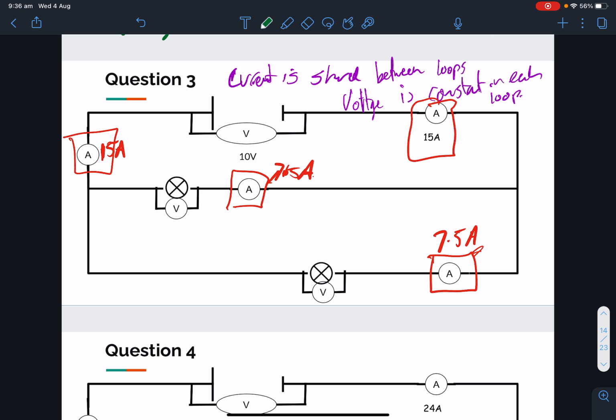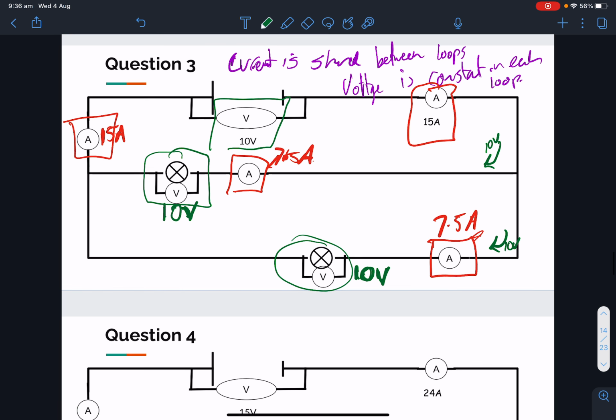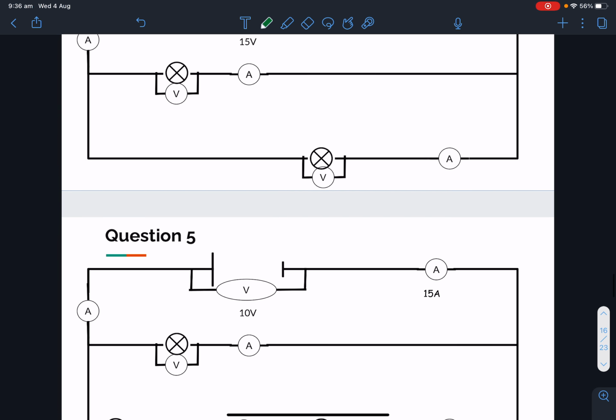Okay, voltage is constant for each loop. So 10 volts is given out by the battery, so 10 volts is coming down there and 10 volts is coming down there. 10 volts is coming down here and we've got one component, so it must get the full 10 volts. 10 volts is coming down this branch too, and there's one component, one bulb, so it gets the full 10 volts as well. I'm looking down here and it's not too much of a change, so I'll leave that up to you.